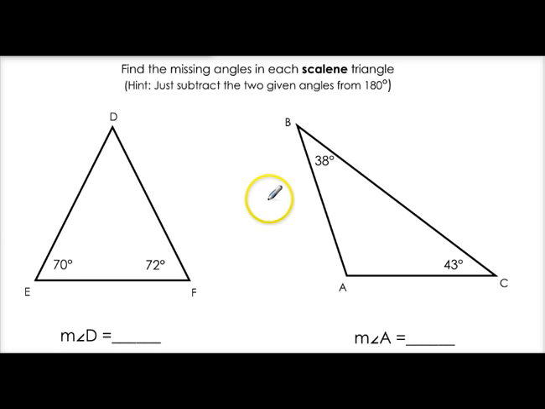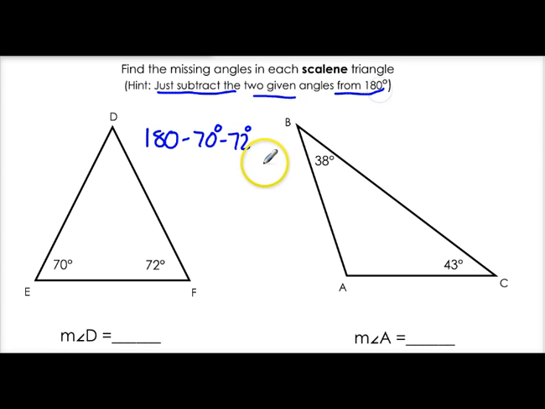We just subtract the two angles from 180. The whole thing has 180 degrees in it. All you do is subtract the two given angles. So in this case, we're going to subtract 70 and 72 from 180. When you do that, you should get 180 minus 70 minus 72 is 38 degrees. And so our missing angle is 38.